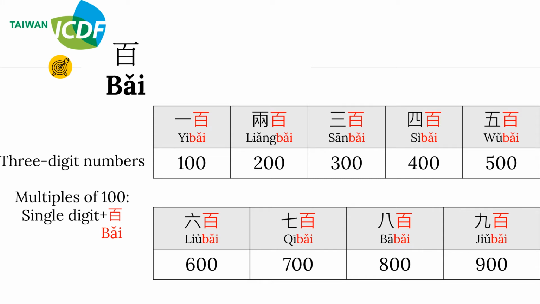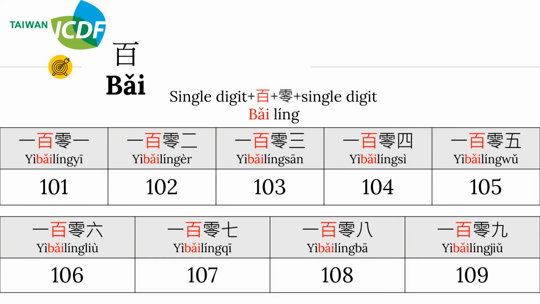Start with 百. It's quite straightforward like English, but you only need to watch out that 200 is 两百. So 100 is 一百, and then 两百, 三百, 四百, 五百, 六百, 七百, 八百, 九百. If you see a zero between numbers, you must read the zero.